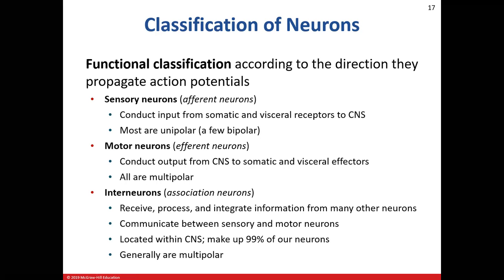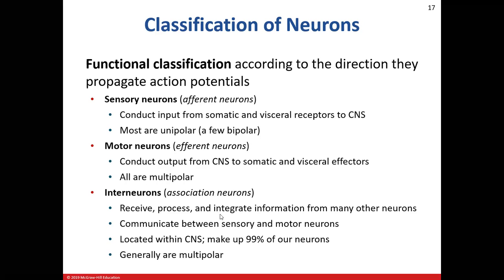Then we have a third type of functional neuron, and it's called an interneuron, and these are what we know as association neurons. They're going to receive, process, and integrate information from many other neurons throughout the body. These neurons are responsible for communicating between the sensory and the motor neurons. Interneurons are located within the CNS, which means they are in the brain or in the spinal cord, and they make up about 99% of our functional classification of neurons, and these are generally multipolar.